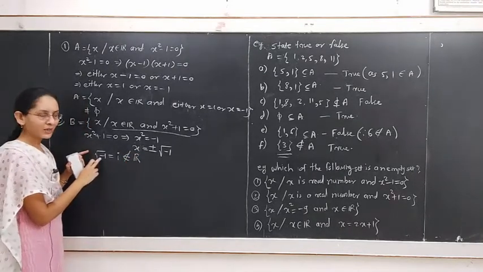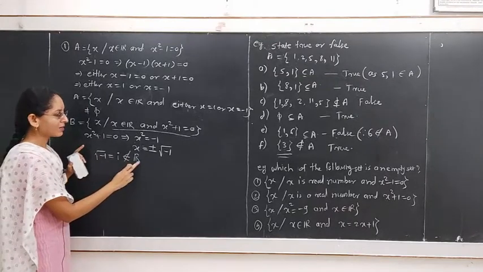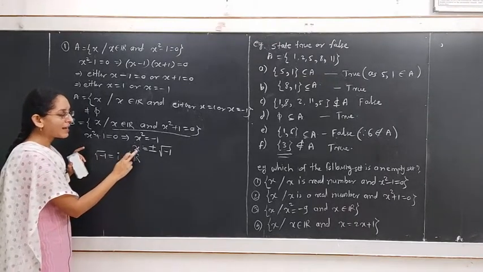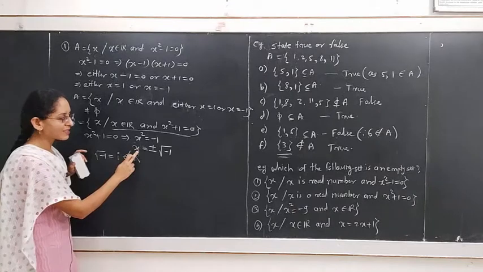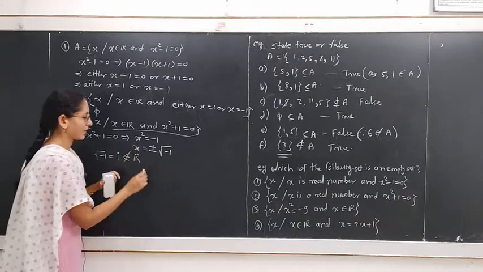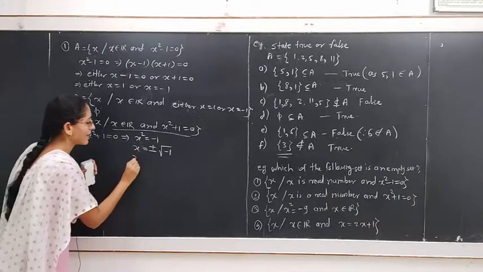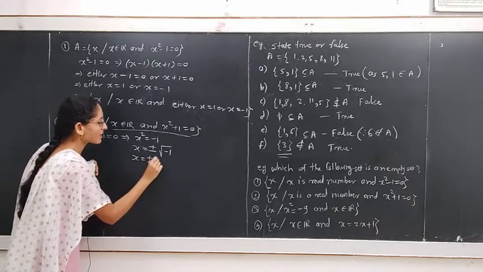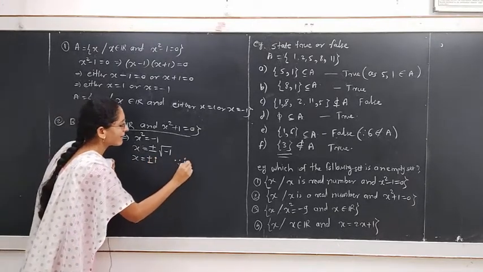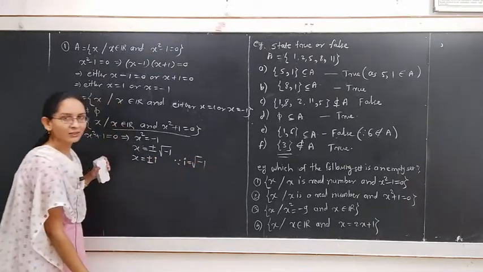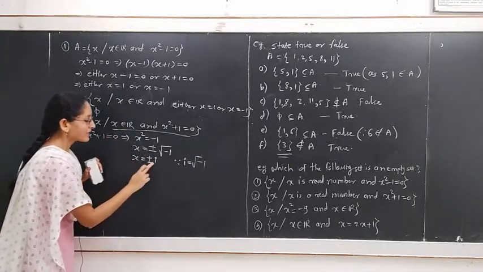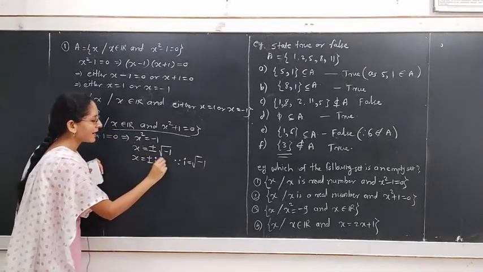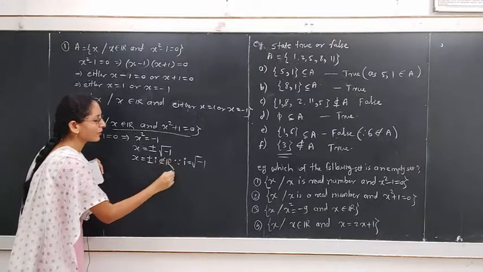This is a complex number. It does not belong to R, which is the set of real numbers, and we are getting x as two complex numbers. From this statement, x is equal to plus or minus i, where this i value is square root of minus 1. This plus i or minus i does not belong to the set of real numbers.